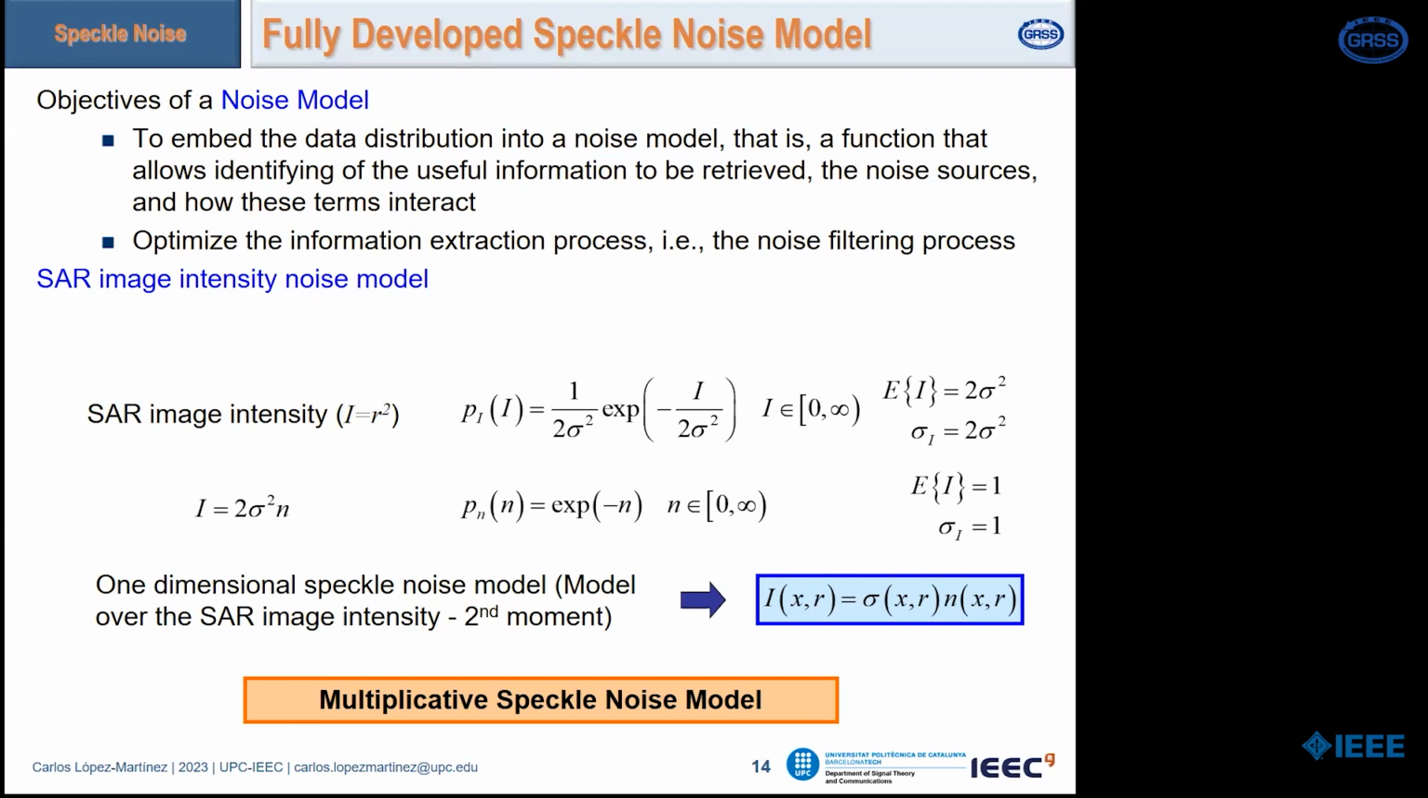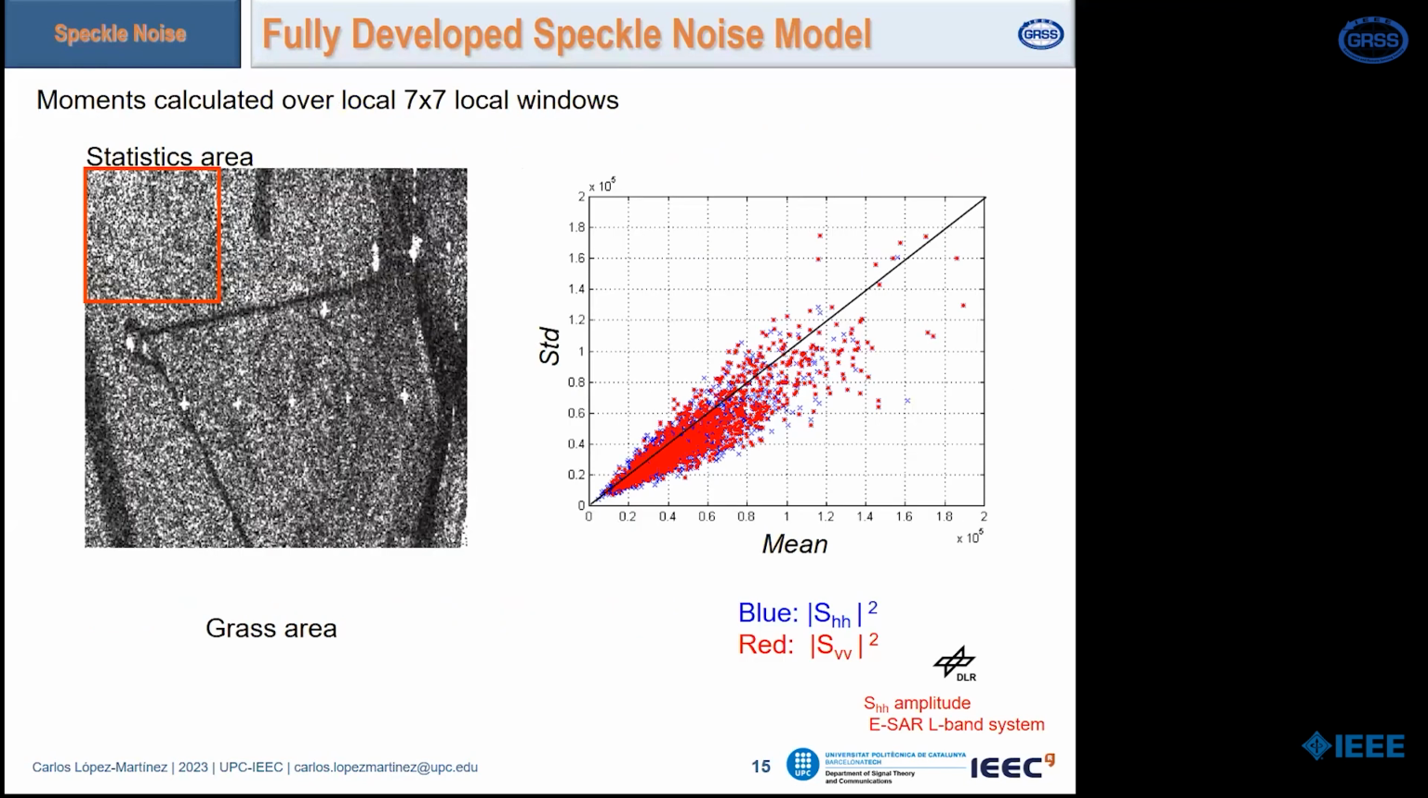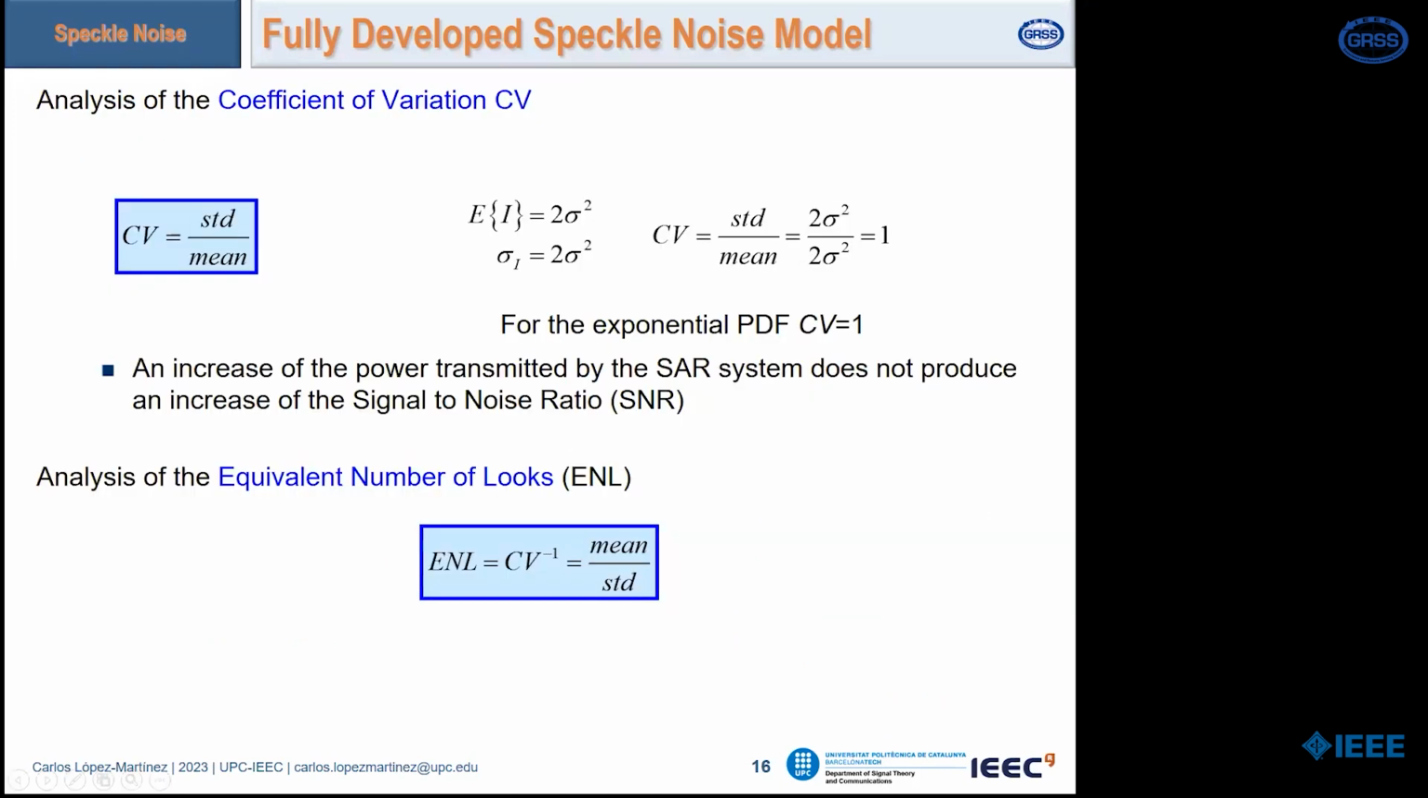This is why we say that the speckle is multiplicative. This is how speckle affects the information I'm interested in. This is a real case. I take this homogeneous area, I plot for the two channels, HH and PV, the standard deviation against the mean, and all the points fall onto this line, which is the one-to-one line. So what does it mean? It means the standard deviation is proportional to the mean value. So therefore, noise is multiplicative. In this particular case, the model is almost Gaussian because all the values follow this trend.